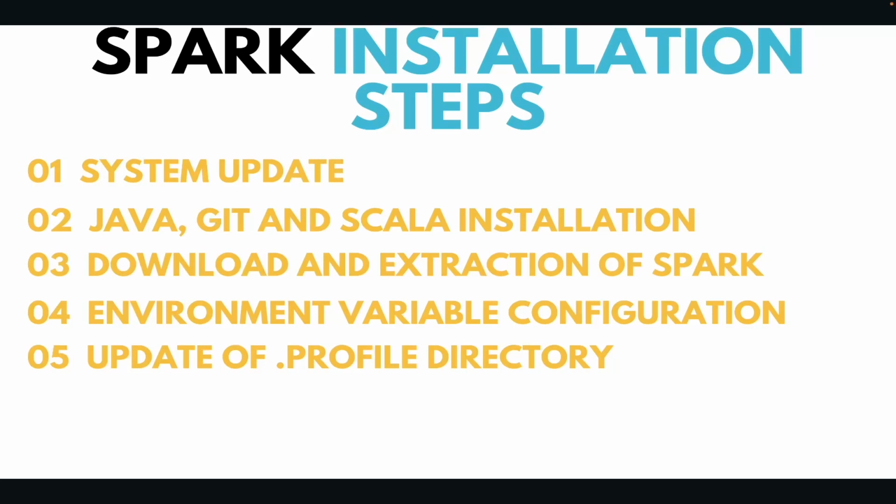First, we execute the sudo apt update command and update the Ubuntu operating system. Next, we install Java, Git and tar. In the third step, we download and extract Spark. In step 4, we configure the required environment variables for Apache Spark so it is easy to execute Spark commands in any directory in the Ubuntu operating system.